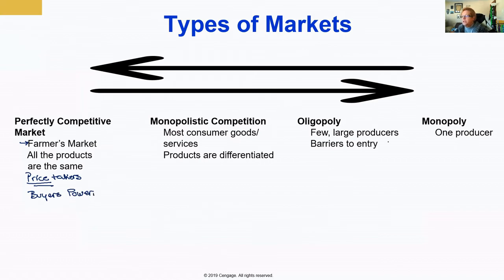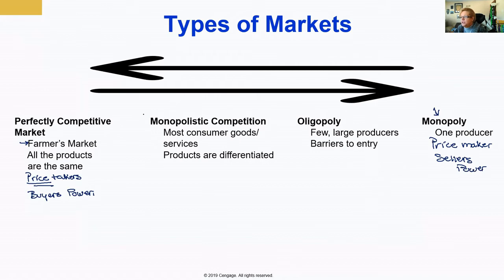Okay. I'm going to go all the way over here to the other side of the continuum for monopoly. In a monopoly, there's one and only one producer. They are illegal in the United States, but we still do have monopolies which are government sanctioned. When we have one and only one producer, then basically the monopoly becomes a price maker. And here, sellers have all the power.